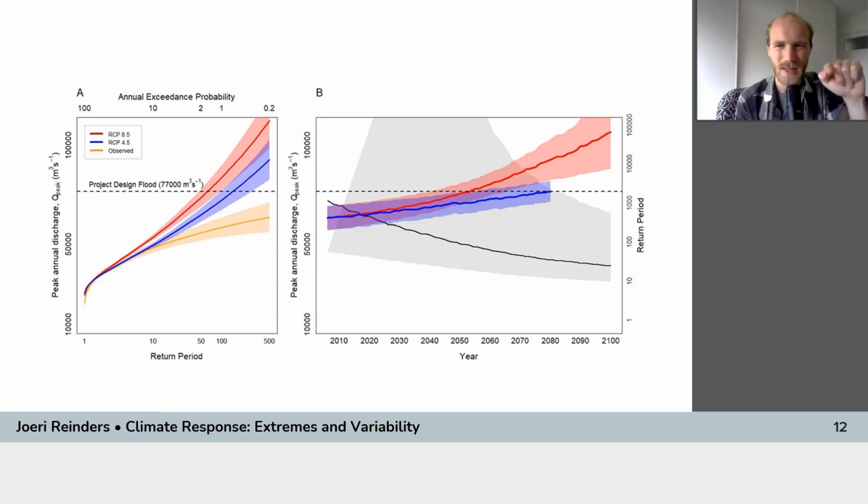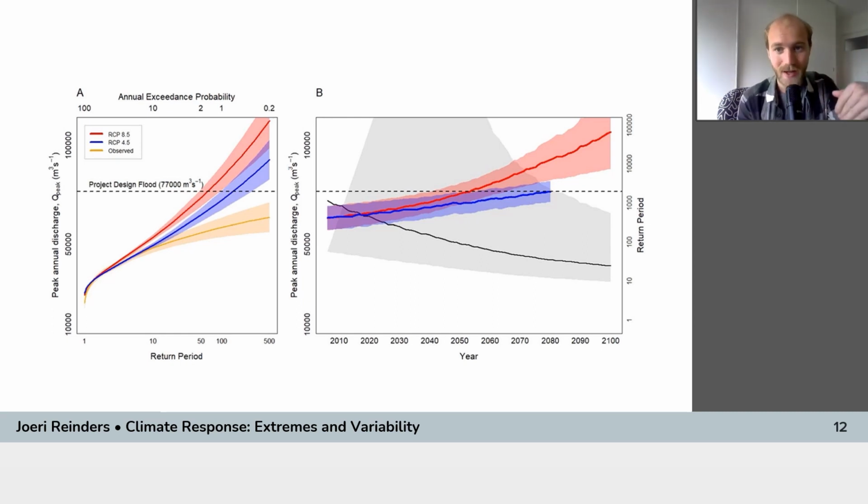And this RCP line is the 100-year flood, by the way. So that means that the project design flood is the same as the 100-year flood in 2050. For RCP 4.5, the less climate change scenario, we see that that is reached about 2080. So quite a bit later already.